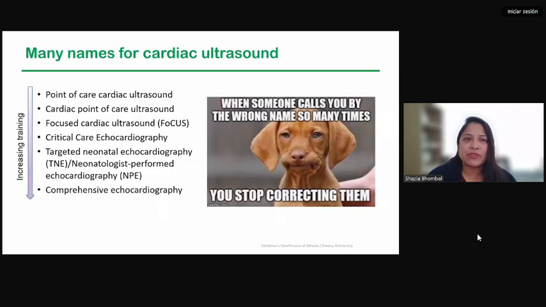So there are many different names for cardiac ultrasound. We're going to go over a couple of different considerations when you're thinking about point-of-care ultrasound in neonates. With increasing training, you can start with point-of-care cardiac ultrasound. We heard a lot in the talk last month about targeted neonatal echocardiography, and then also other comprehensive echocardiography looking for congenital heart disease. And really, there's increasing training for each of these.